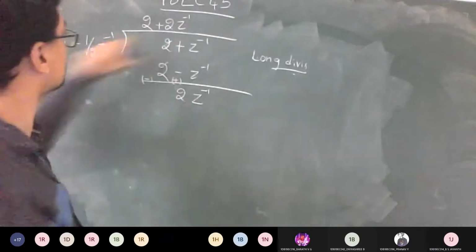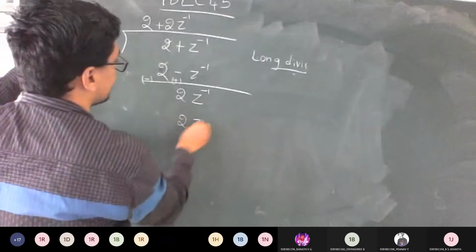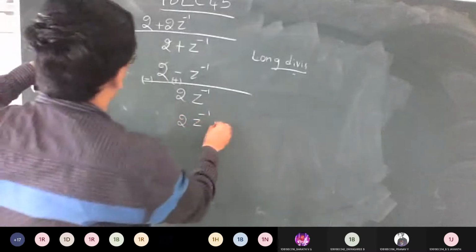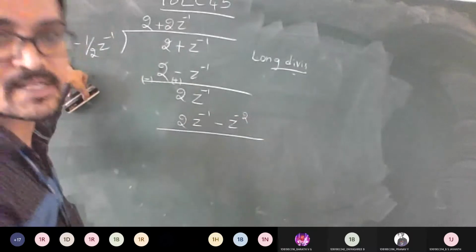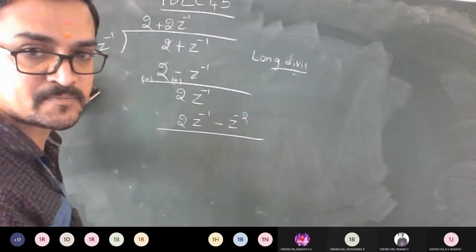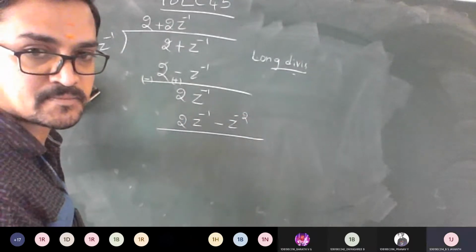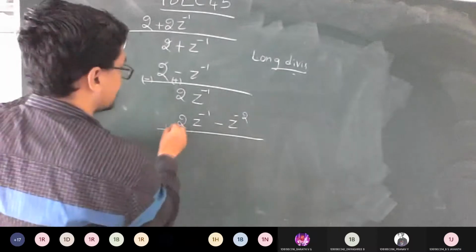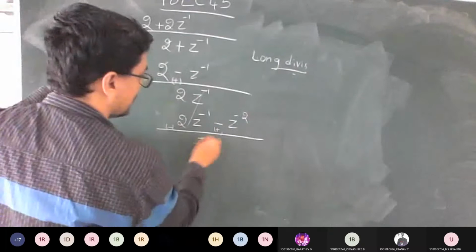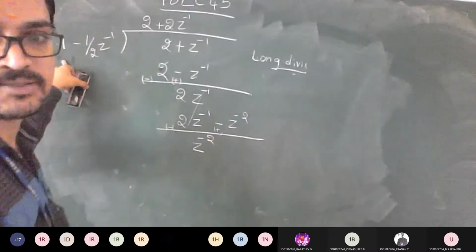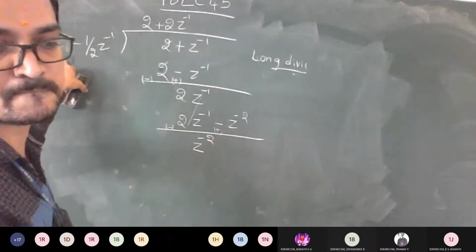So now multiply this here. So it is 2 z raised to minus 1. Then again minus z raised to minus 2. Is it so? Yes, sir. Good. Again subtraction here, addition here. So this 2 got cancelled. Here z raised to minus 2 is left out. So is it fine till here, everyone?